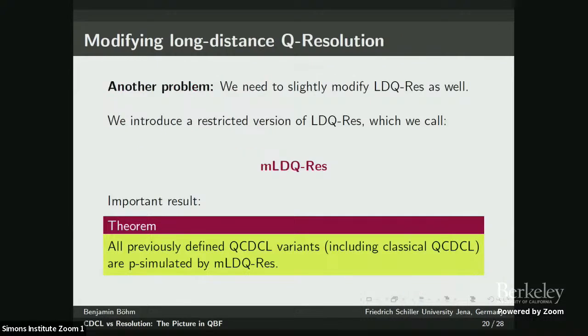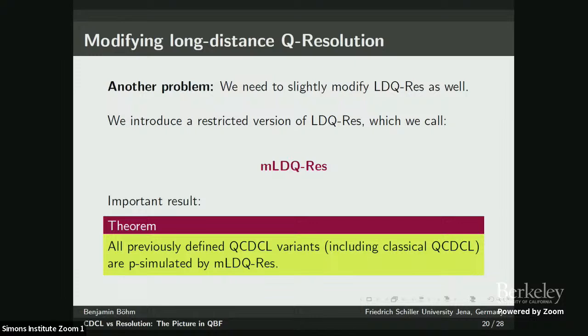And with that, unfortunately, it's not enough to modify QCDCL to simulate long distance QRes proofs, because we have to modify long distance itself. I cannot explain this here in detail because this would take too much time, but just trust me that you need to modify these long distance proofs a little bit. And for this, we define this new system, modified LD QRes or MLD QRes.